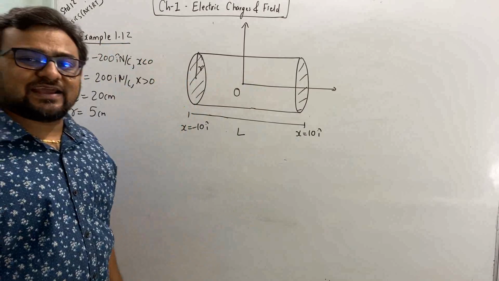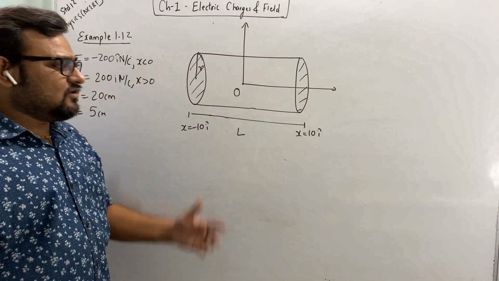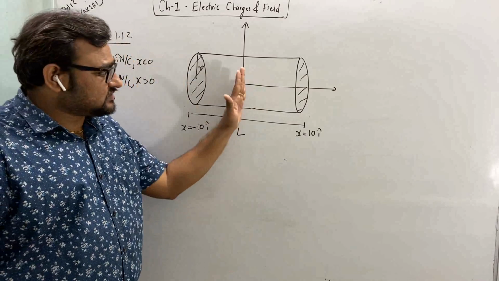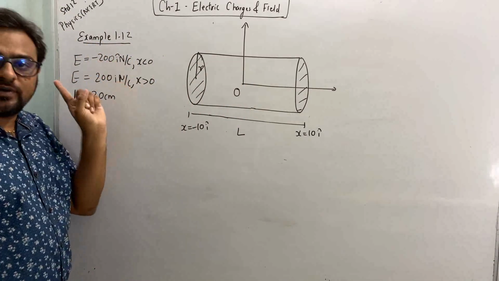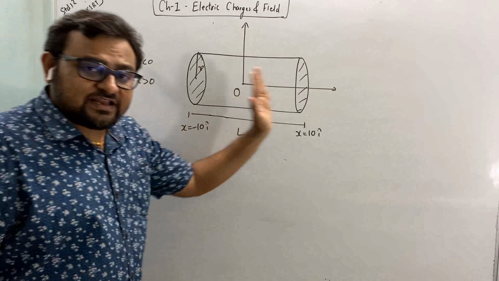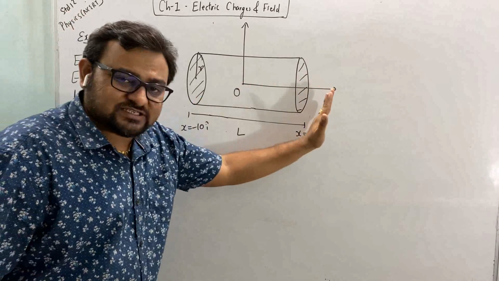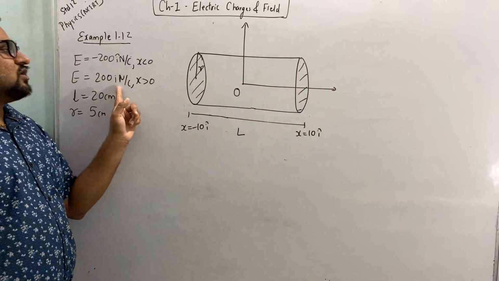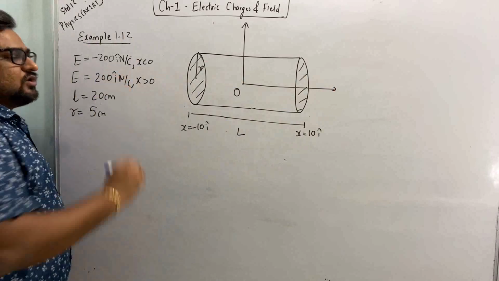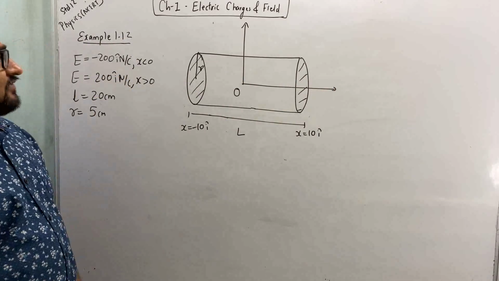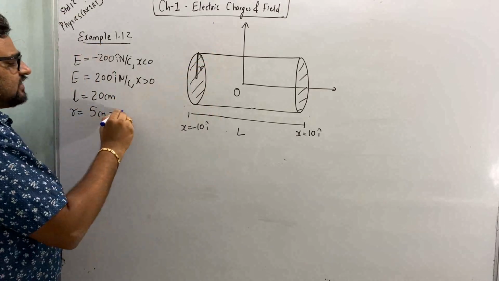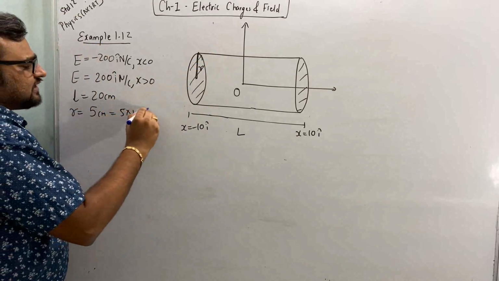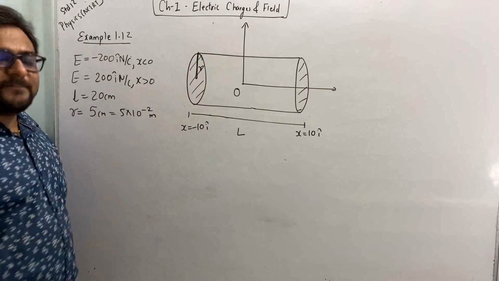Now the electric field, for x less than 0, meaning on this side, is minus 200 i Newton per coulomb. And for x greater than 0, meaning on this side, it is plus 200 i Newton per coulomb. Okay, clear? The radius of this cylinder R is equal to 5 centimeter, that means 5 into 10 raised to minus 2 meter.